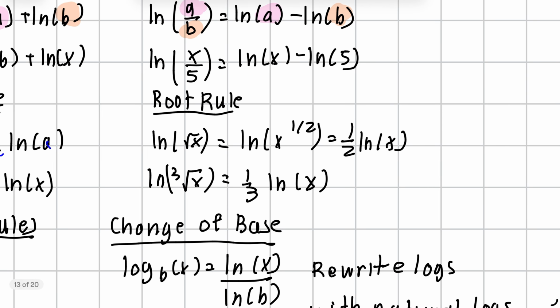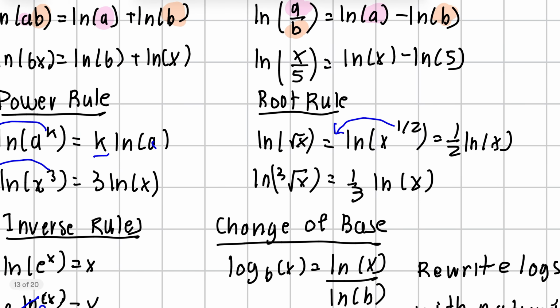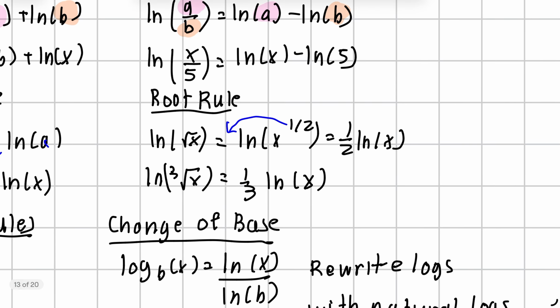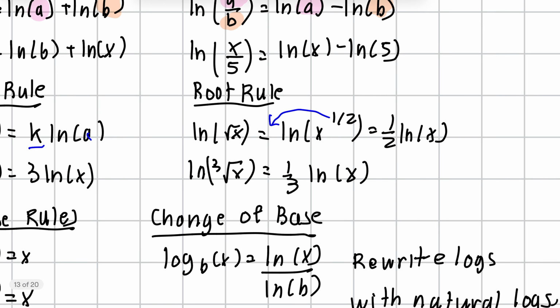If you have the root rule, that's ln of the root of x, which is equal to the natural log of x to the power of 1/2. And you can take that 1 over 2 and shift that to the front with the previous rule we had, the power rule. And then we have 1/2 times the natural log of x. So for example, if you have natural log of the cube root of x, you can write that as x to the power of 1 over 3. Then you shift that to the front. So then you have 1 over 3 times ln of x.